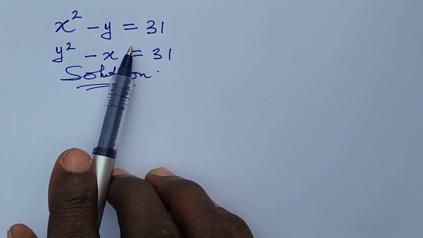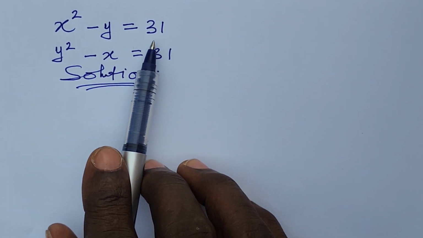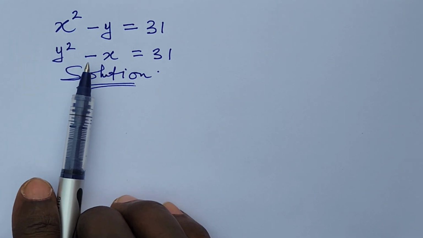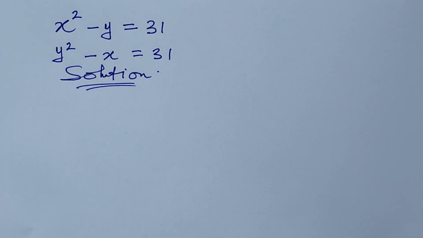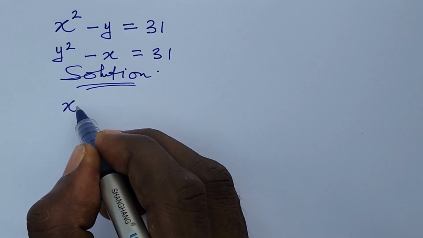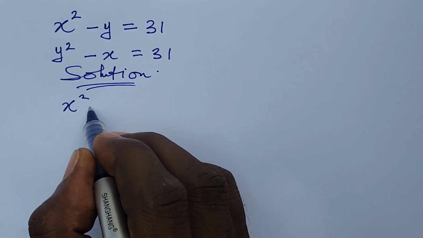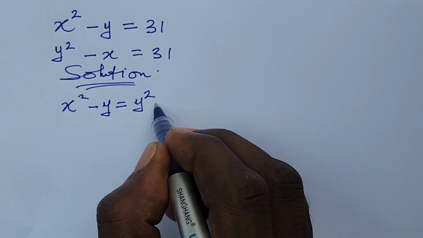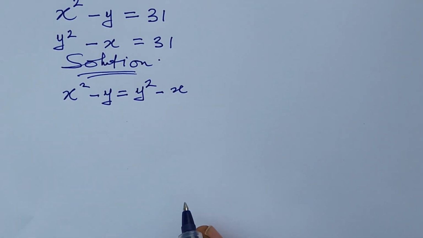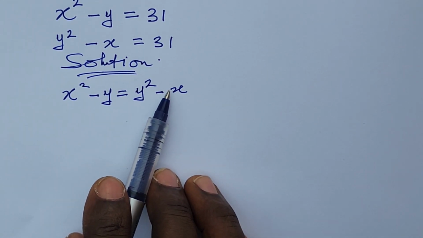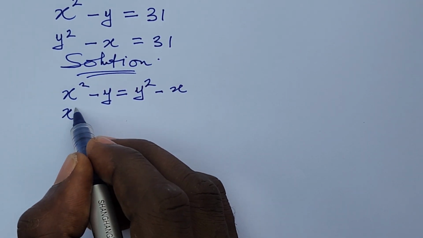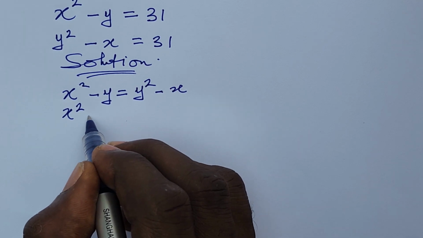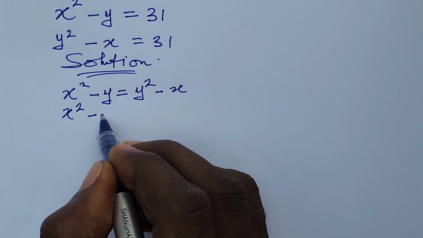Now, looking at the two equations, you discover that on the right-hand side we have 31 and 31. So it tells me that equation 1 is equal to equation 2. If we equate equation 1 to equation 2, this will give us x to the power of 2 minus y equal to y to the power of 2 minus x. So if we bring all the terms on the right-hand side to the left-hand side, then we'll have x to the power of 2, then minus y.